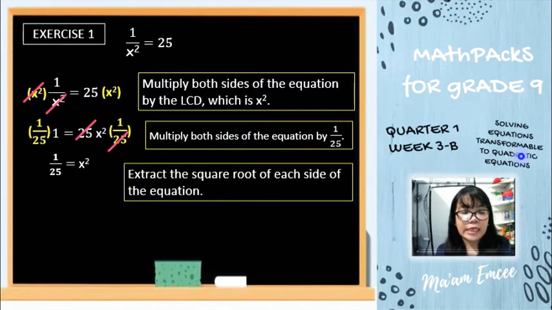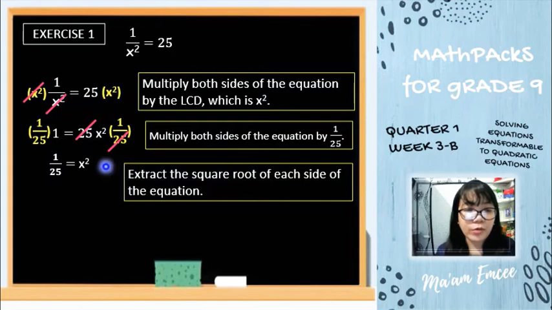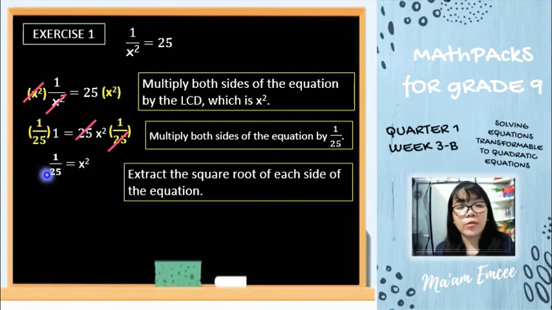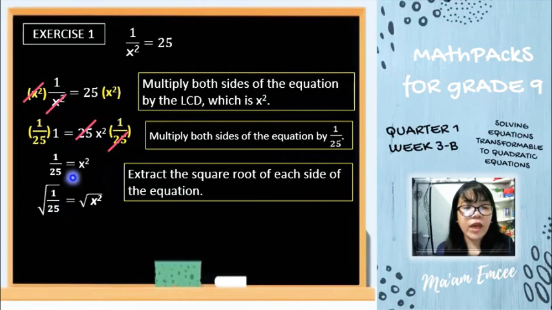In the next step, we extract the square root of each side of the equation. Why do we have to extract the square root? To get rid of this exponent 2. To get rid of this exponent 2, we need to extract the square root of both sides of the equation. So we get the square root of 1 over 25 and we get the square root of x squared. Square root of 1 over 25 is positive negative 1/5.